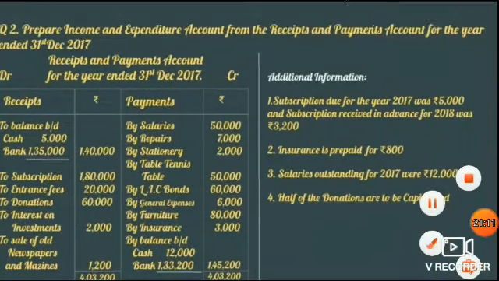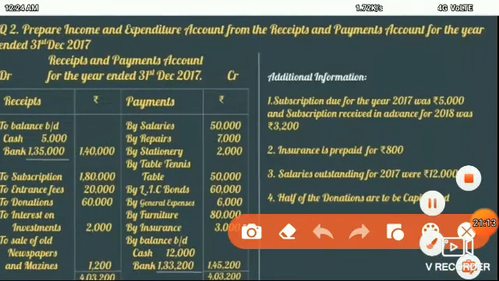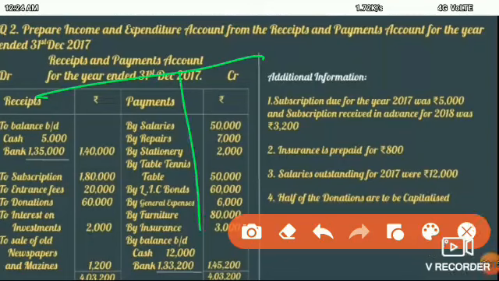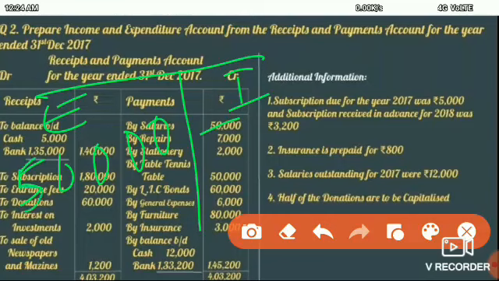Okay, the next item which requires adjustment is salary. Salary also will be presented on the expenditure side. The salary shown here in the receipts and payments account, which is paid in cash, is 50,000. So we will write on our expenditure side "by salary", and then we will see what information is given to us. Salary paid in cash is 50,000.